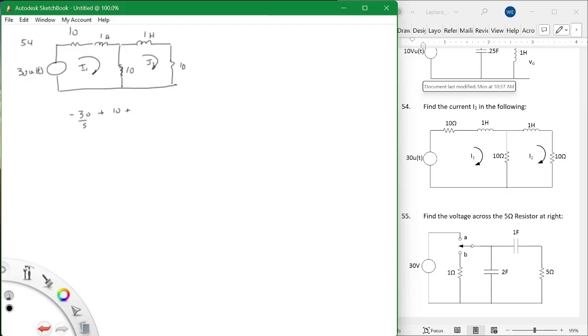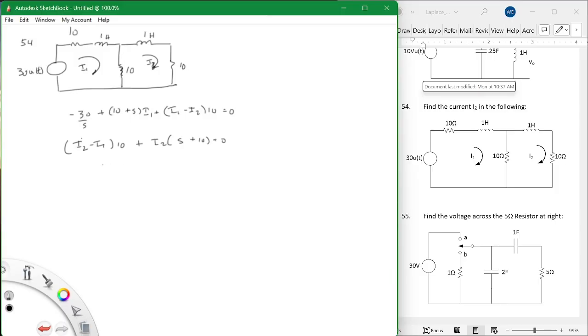Ten plus S, I1 plus (I1 minus I2) times 10 equals 0. Does that make sense? It's exactly how it's done. Okay, the second equation. This is I2, Ted. (I2 minus I1) times 10 plus I2 times (S plus 10) equals 0.